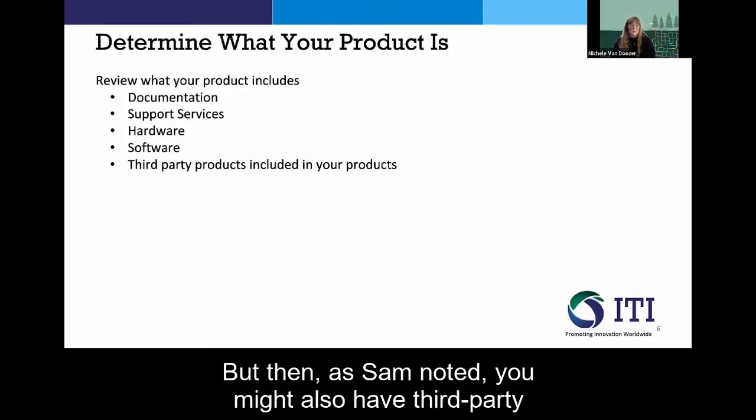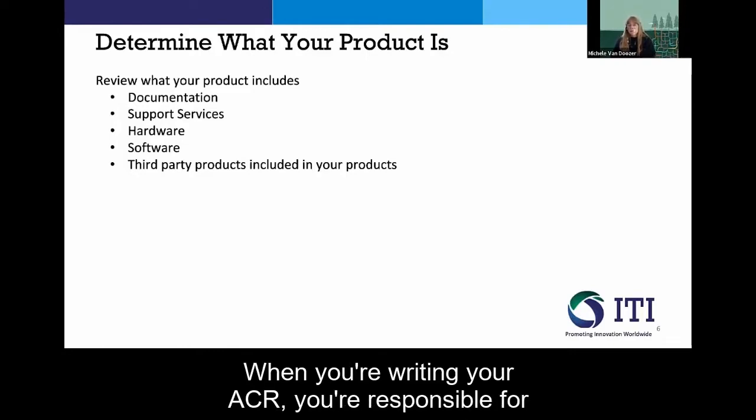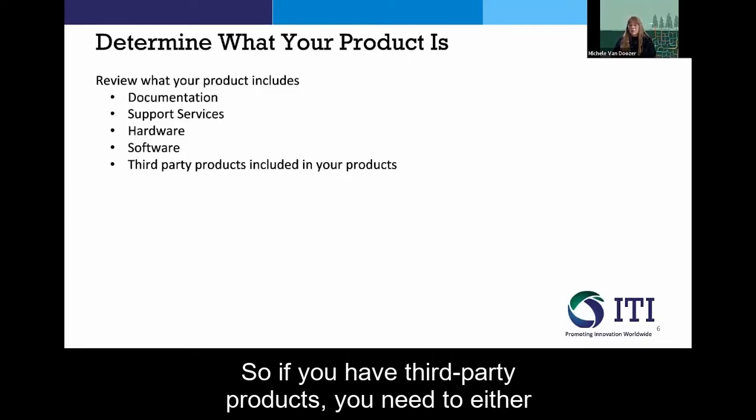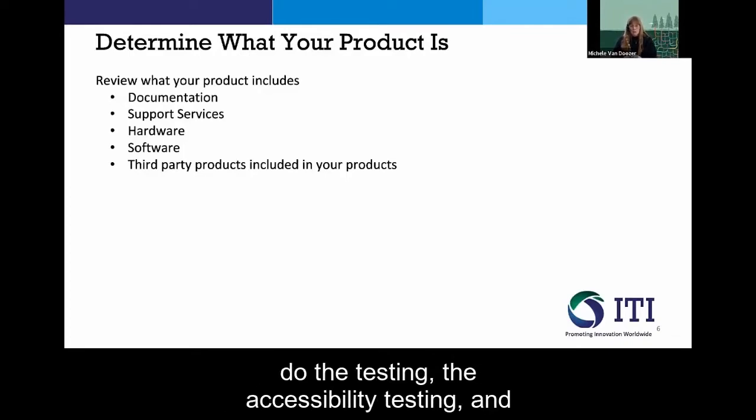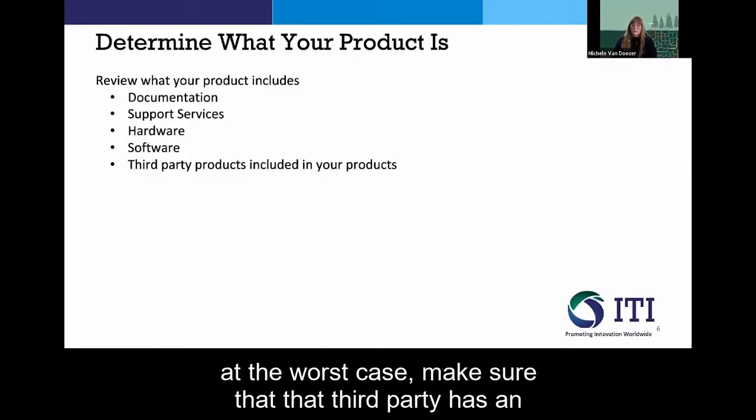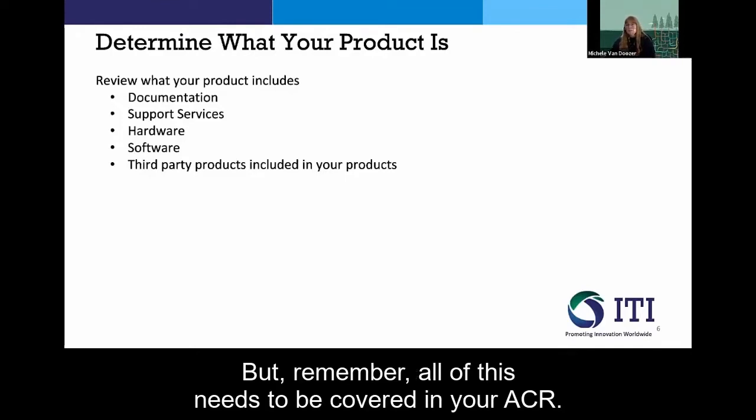But then, as Sam noted, you might also have third-party products that you incorporate into your product or ship with your product. When you're writing your ACR, you're responsible for documenting the accessibility of all of those. So if you have third-party products, you need to either do the accessibility testing and incorporate those answers into your ACR, or, at the worst case, make sure that that third party has an ACR that you can point your customers to. But remember, all of this needs to be covered in your ACR.